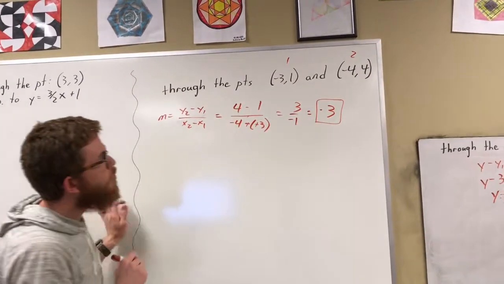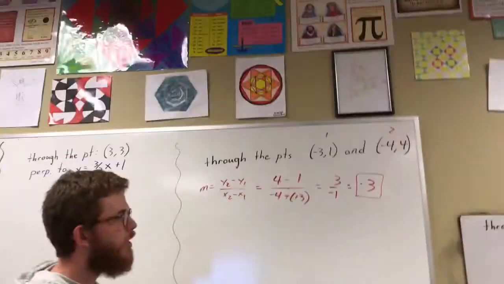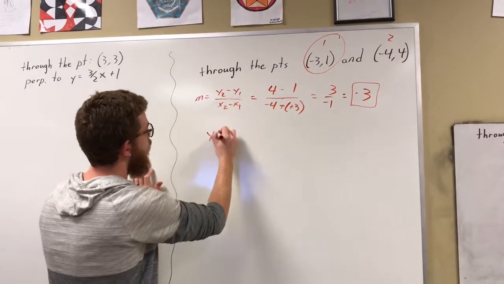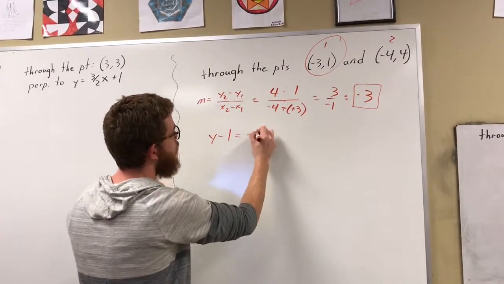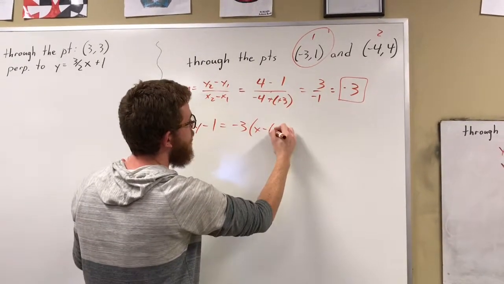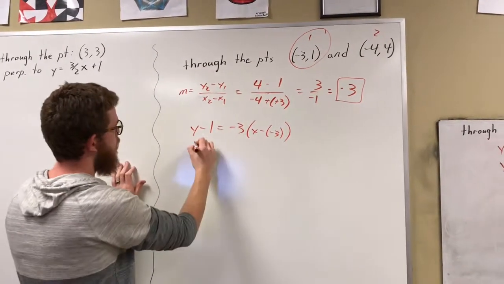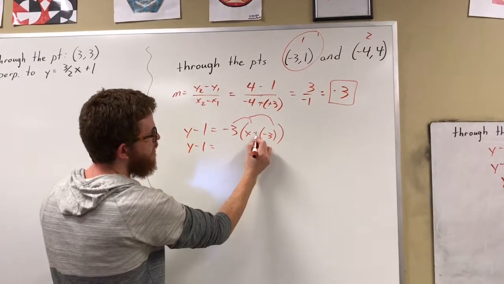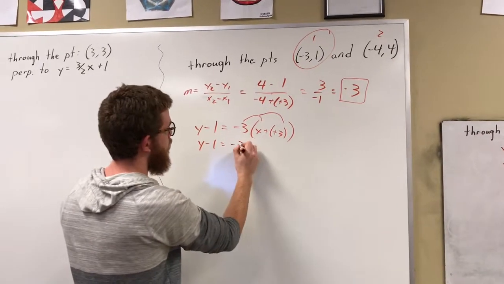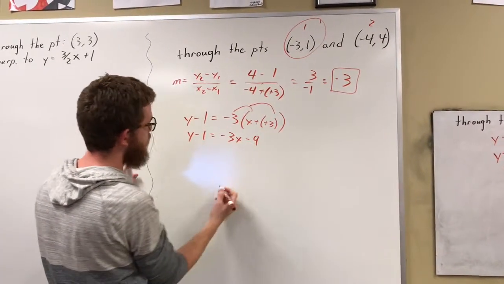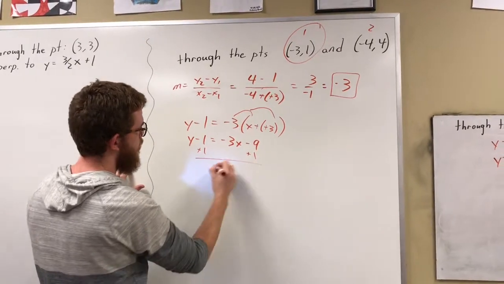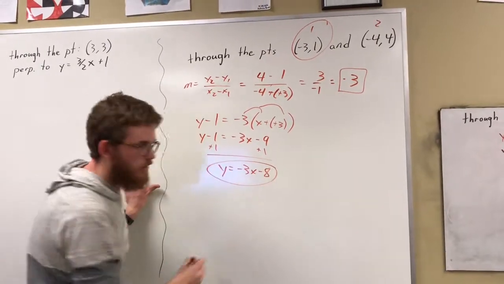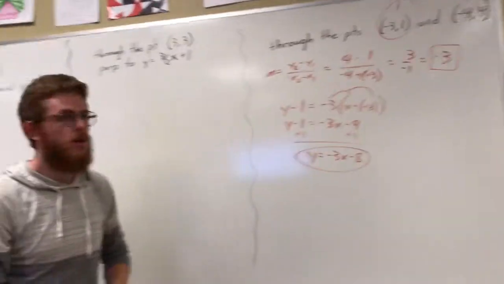Now that we have the slope and we have multiple points to use, we can plug it into point-slope form once again. I'm going to use this point. y minus my y-coordinate equals my slope times x minus my x-coordinate. Well, I'm going to distribute my -3. This is the same thing as x plus 3 on the inside. And so I have -3x minus 9. I add the 1 over. And so the equation of this line is y = -3x minus 8. Again, solve for y so it's in slope-intercept form.